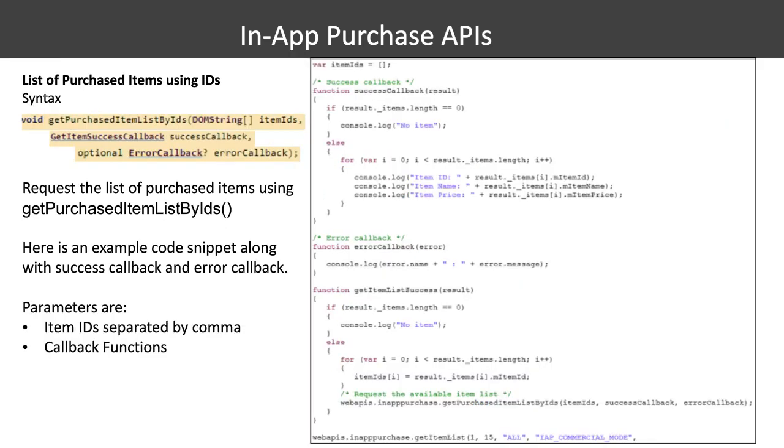There is another API called the get purchased item list by IDs. Here you can pass the actual IDs for which you want to see the history of the items that has been already purchased. So you pass in the item IDs and then you get the success callback, and the optional parameter is error callback.